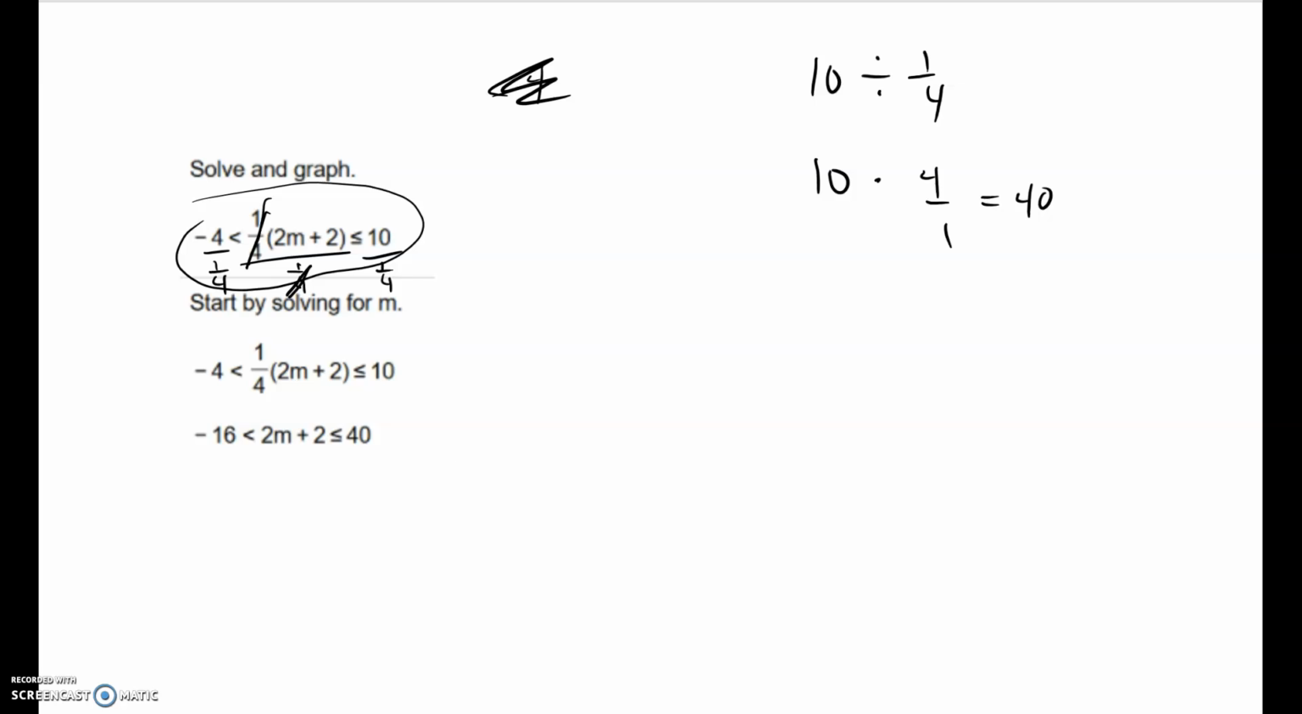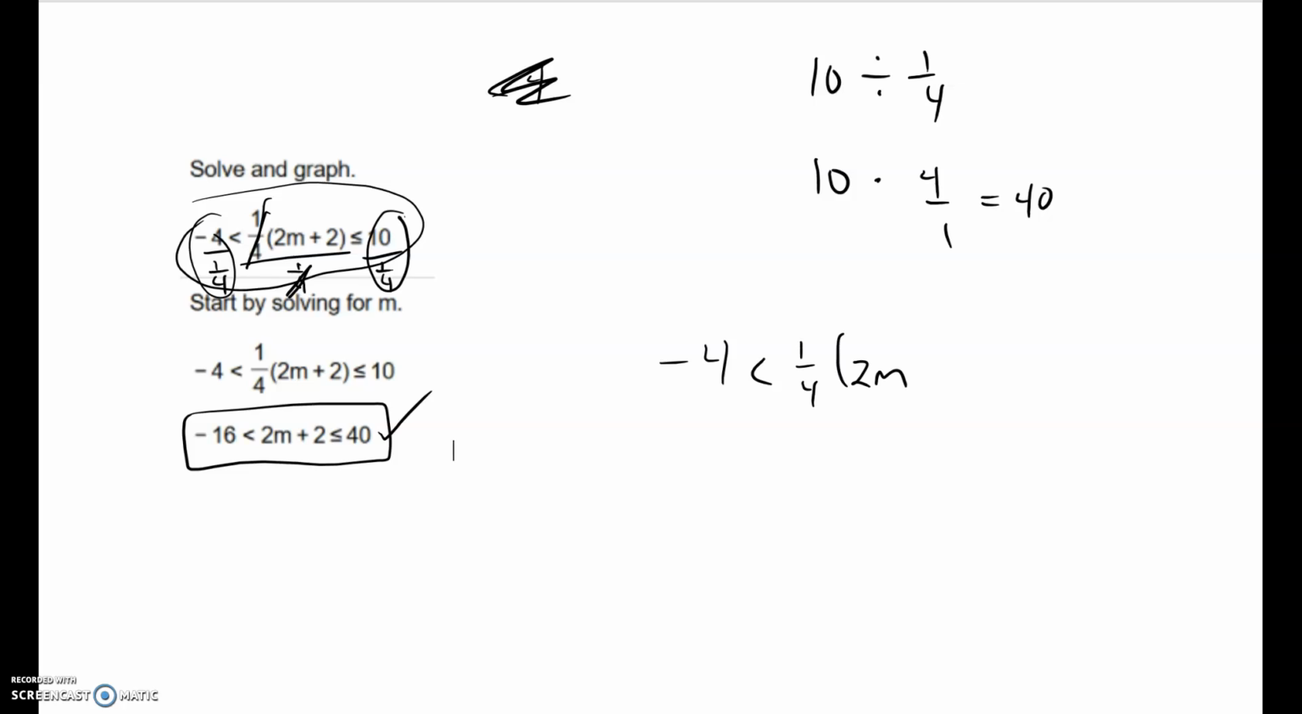Divide by 1/4. 10 becomes 40. -4 becomes -16. And now look what you get if you do that step first. You get a pretty easy inequality to solve. Now let's do it the way that usually we do the distribution. So that's why you're thinking we should do it like that, which is totally normal.